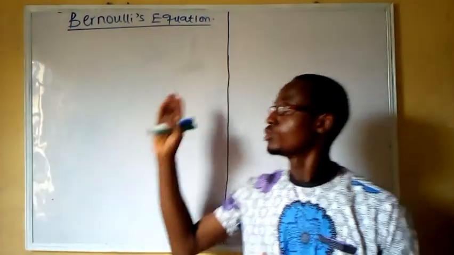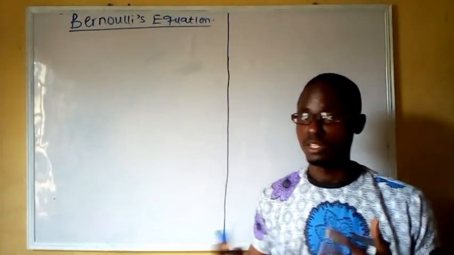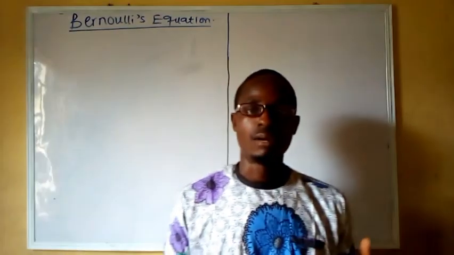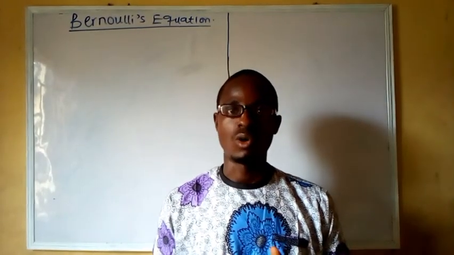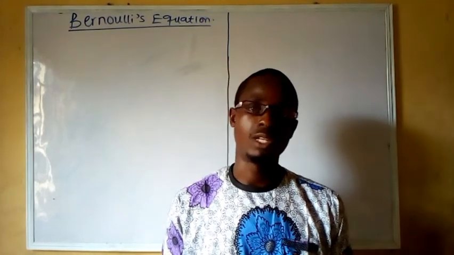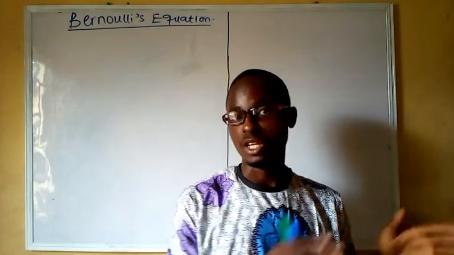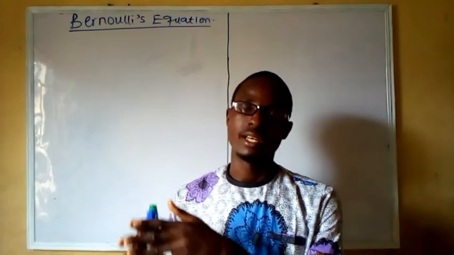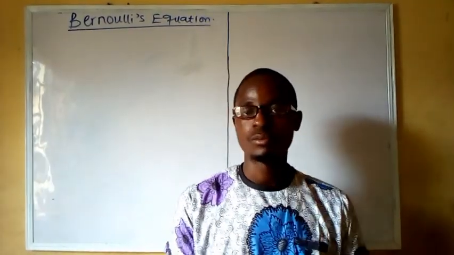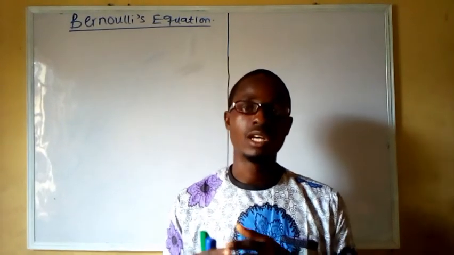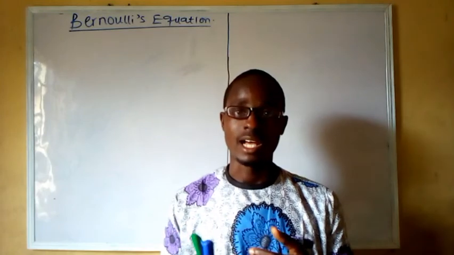We want to consider Bernoulli's equation in this video. And what does it mean? What does this explain? Bernoulli established a relation between the pressure in a moving incompressible liquid and the velocity of the flow. So when I say a moving incompressible liquid, I'm talking about a liquid that has very, very low viscosity.